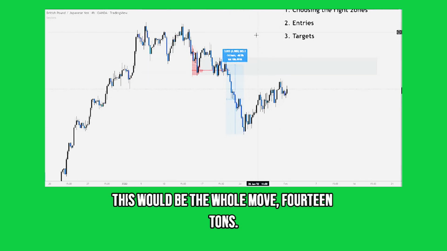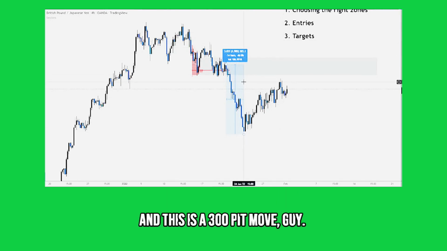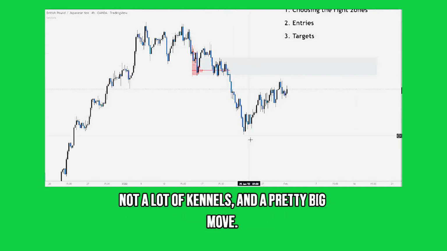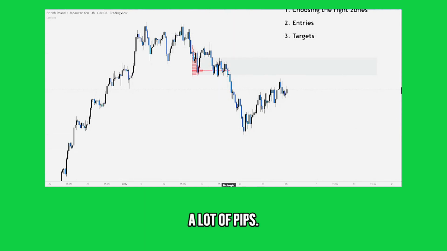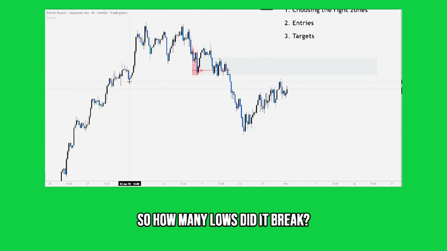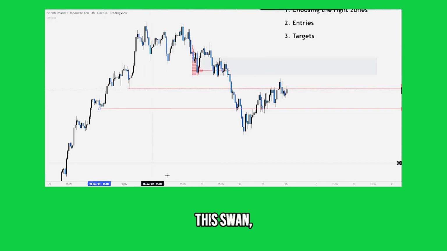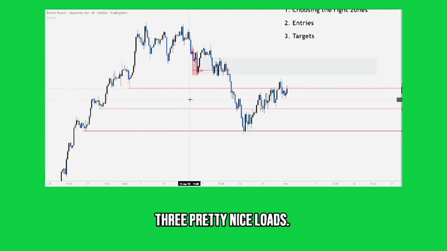14 candles, right? And this is a 300 pip move, guys. So this is pretty aggressive. This is a strong, fast move, not a lot of candles, and a pretty big move, a lot of pips. All right. So how many lows did it break? It broke this one, it broke this one, and it broke this one.